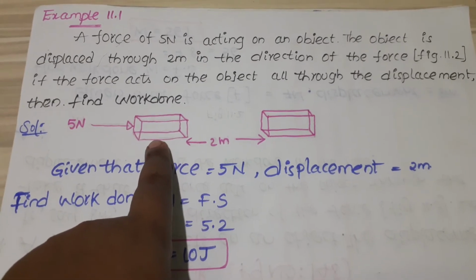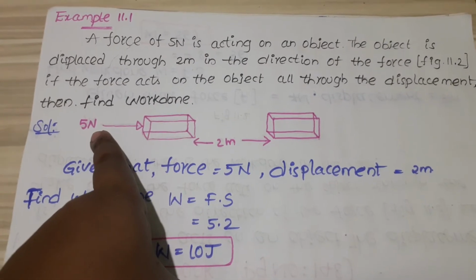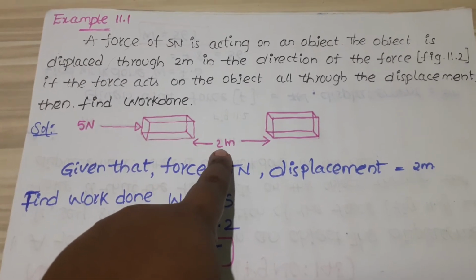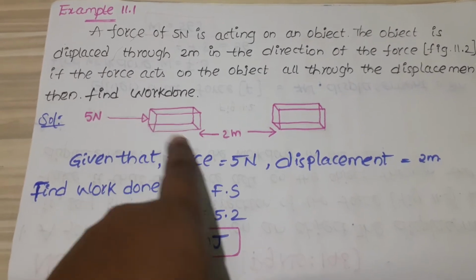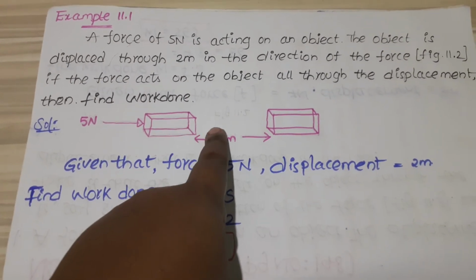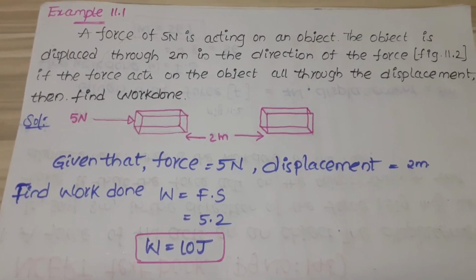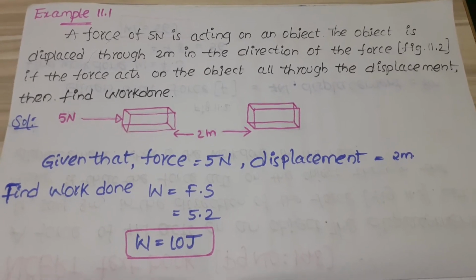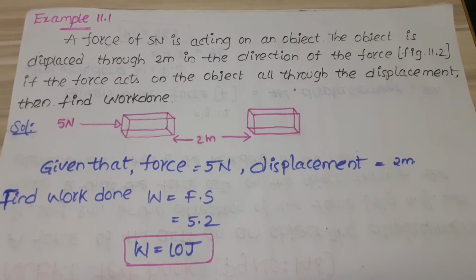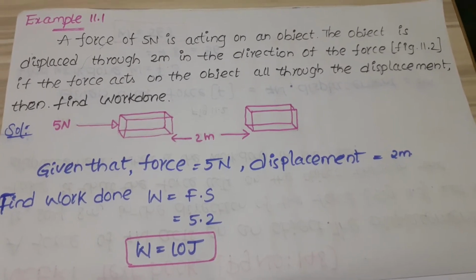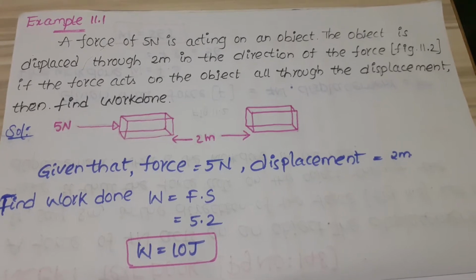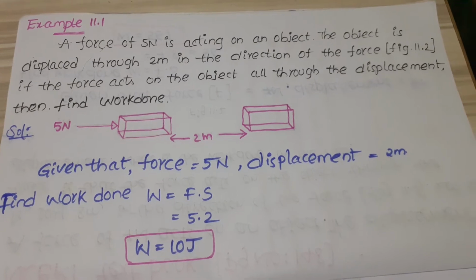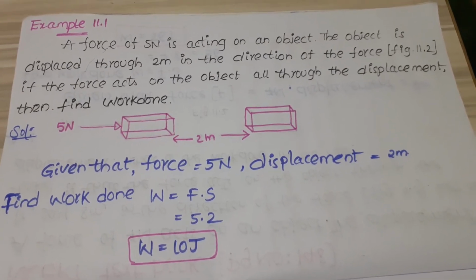This is the object. In the object, 5 Newton force is acting on the object. So it gets the displacement 2 meters. So force and displacement are in the same direction. So work is positive. Work done is a positive value. So we have to find the work done value by using the formula W equal to F dot S. So force 5 Newton, displacement 2 meter, 5 into 2, 10 joule. That is the work done value.